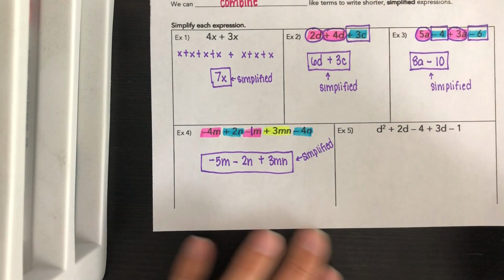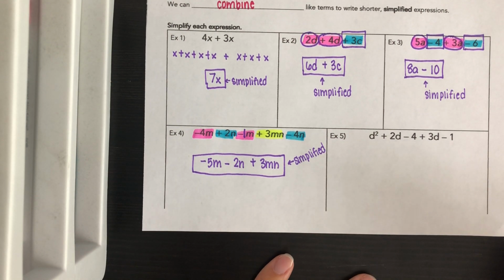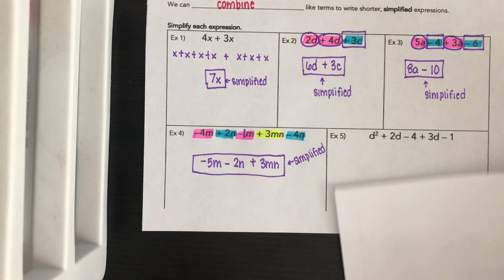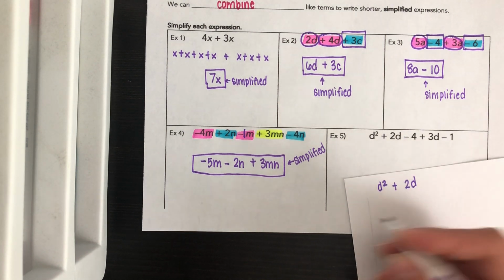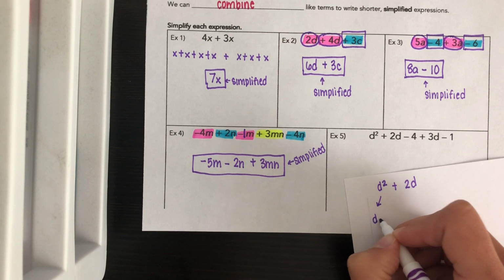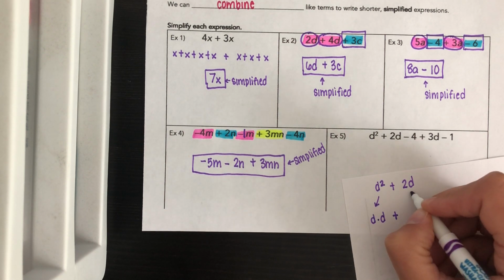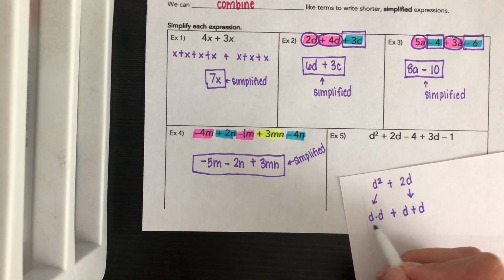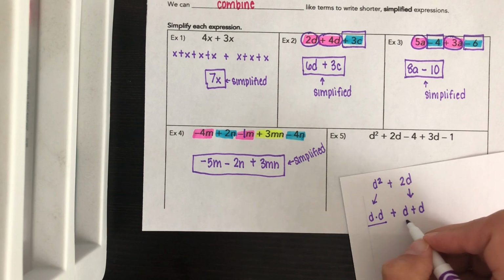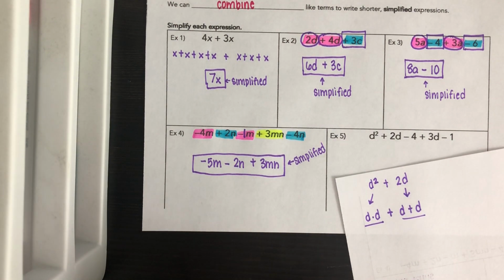Let's take a look at one more. So in this case, we have d squared plus 2d minus 4 plus 3d minus 1. When we think about these terms that share the exact same variable, let's just take a look at this first part, d squared plus 2d. D squared really means d times d, and 2d really means d plus d. So because this is d times d and this is d plus d, these two do not share the exact same variable. They are not combinable.